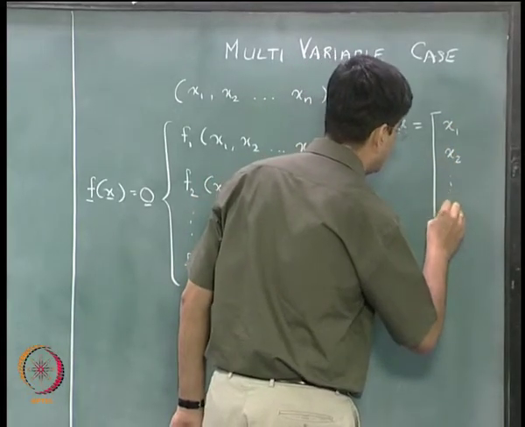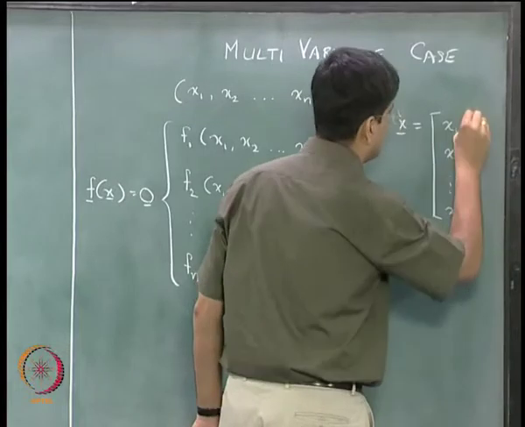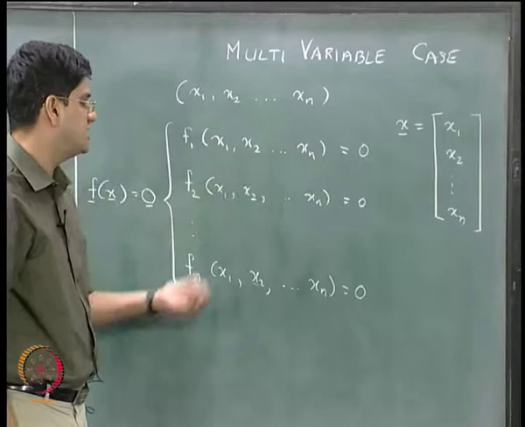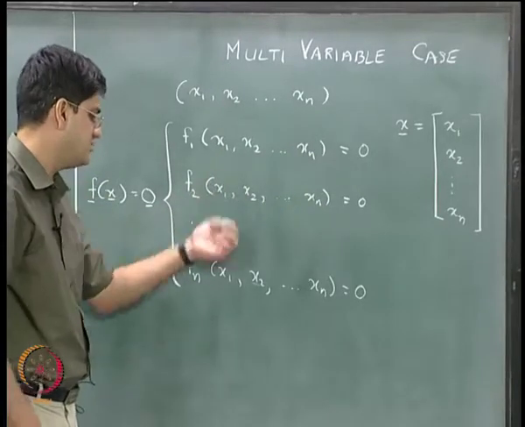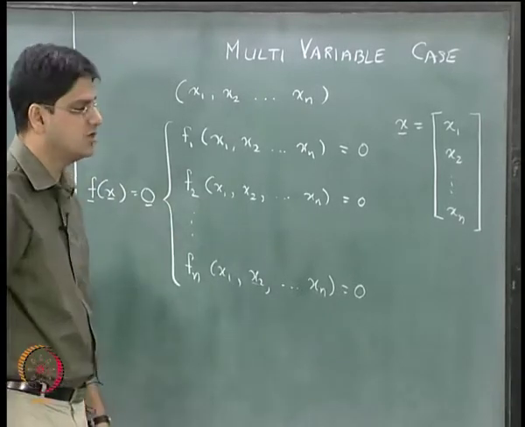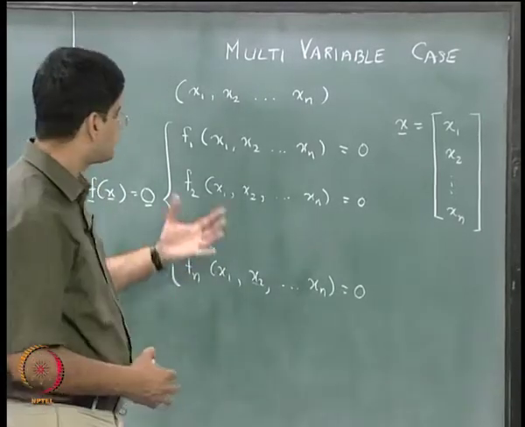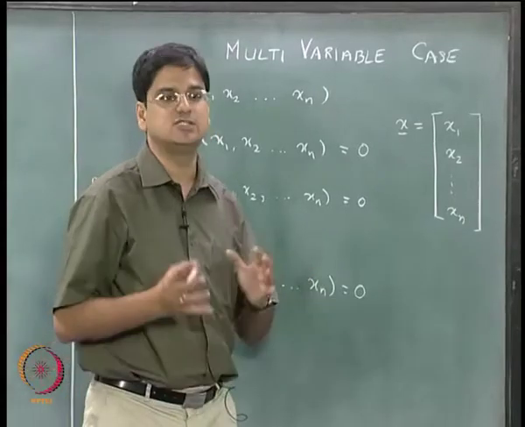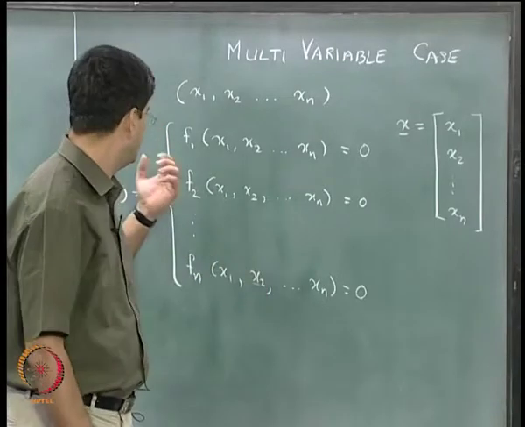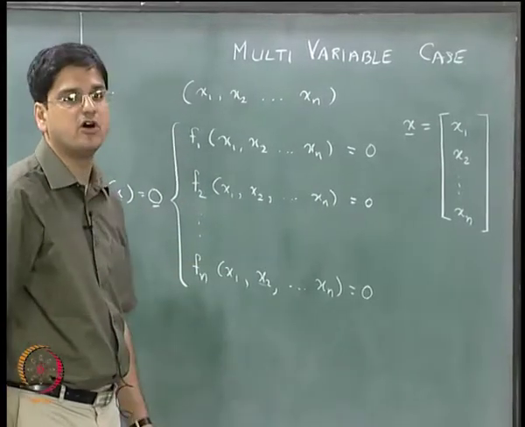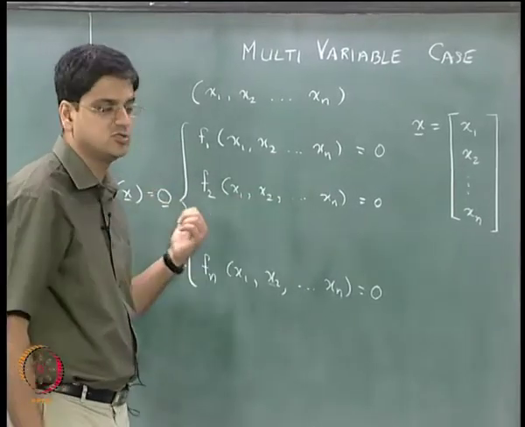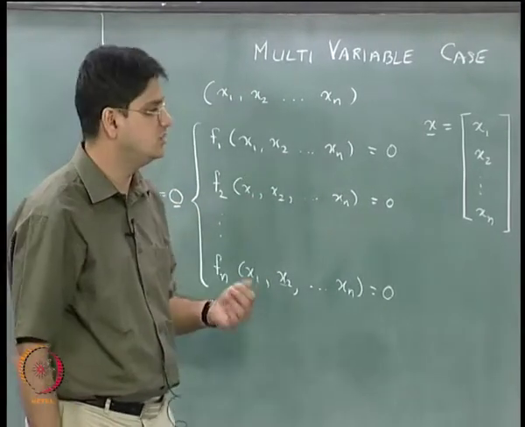So, x bar is nothing but x1, x2 up to xn, and f bar is nothing but f1 as the first element, f2 as the second element and so on up to fn as the nth element. Okay. So, what we are interested in doing is to extend the numerical methods that we have talked about to problems of this sort, of trying to get x1 up to xn, which are solutions to f of x bar equal to 0.